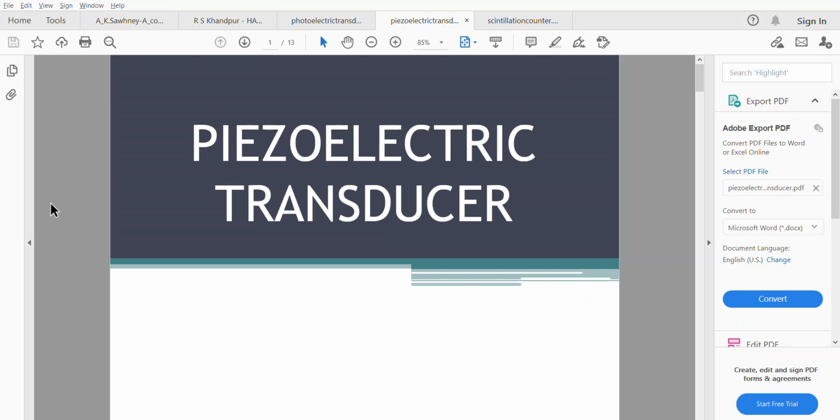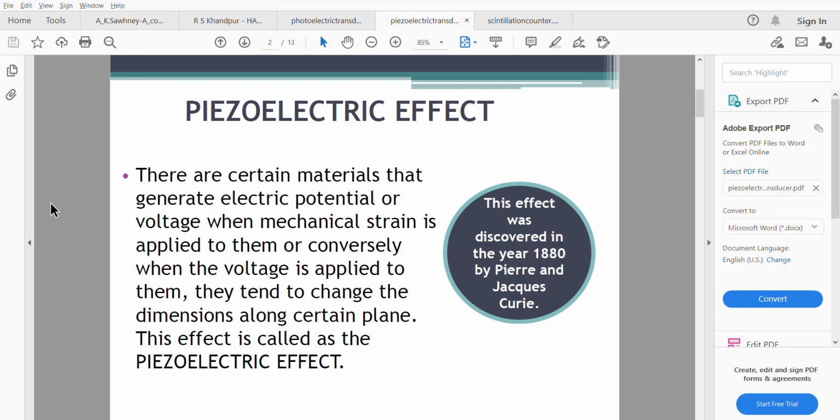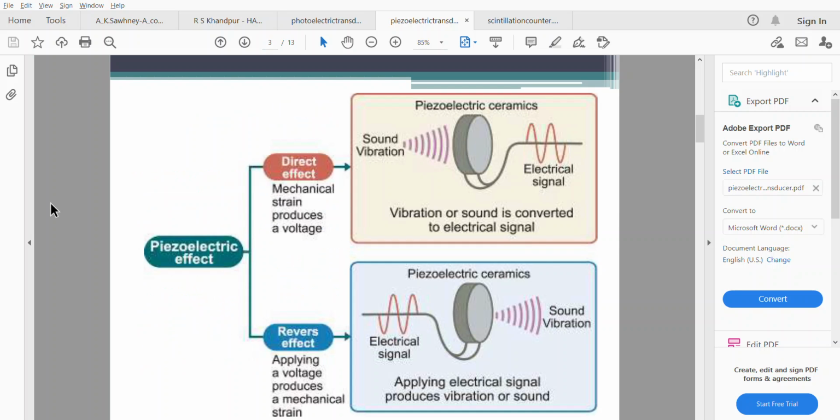In this video, we will discuss piezoelectric transducers. Piezoelectric effect: there are certain materials that generate electric potential or voltage when mechanical strain is applied to them. Or conversely, when voltage is applied, they tend to change dimensions along a certain plane. This effect is called the piezoelectric effect. It was first discovered in 1880 by Pierre and Jacques Curie.